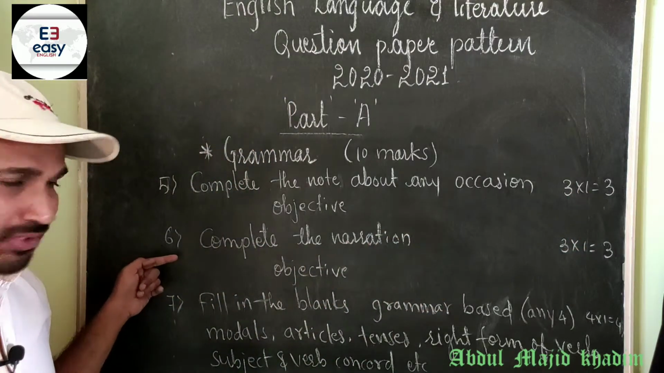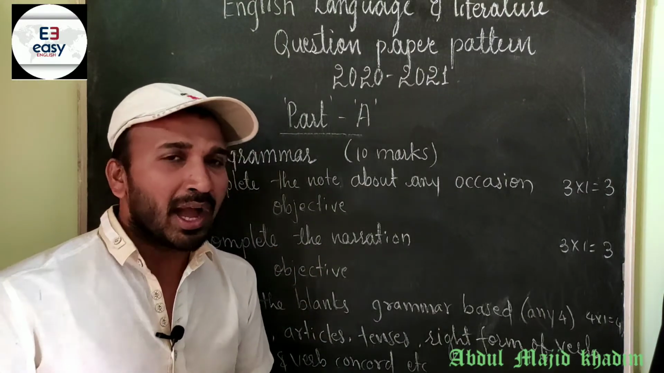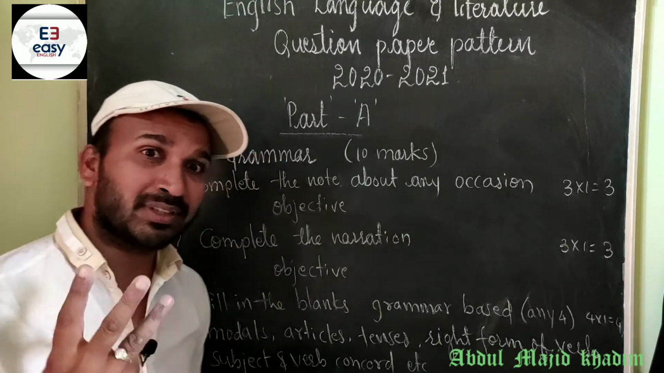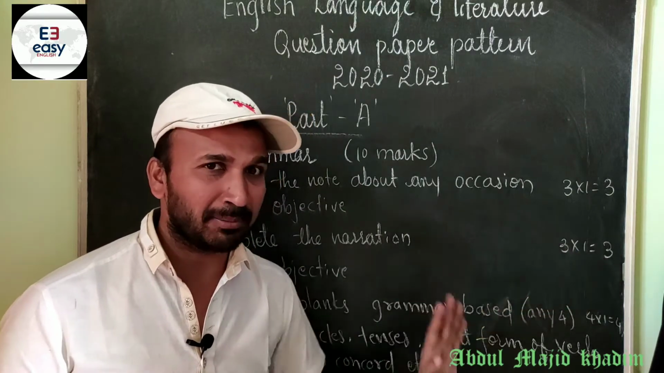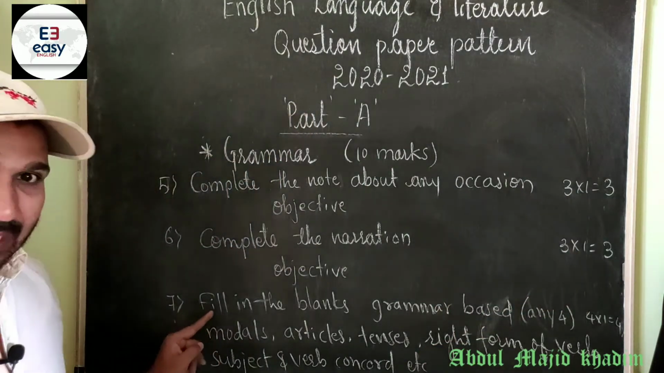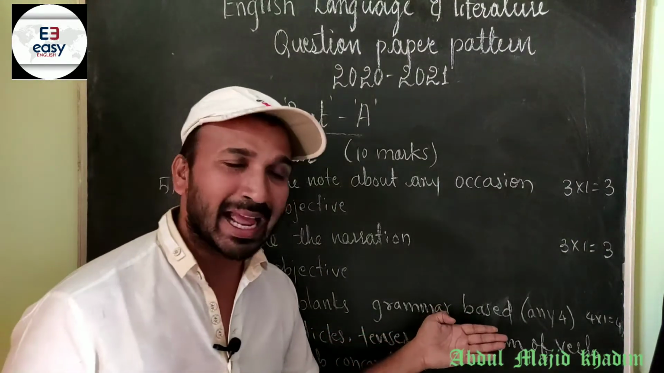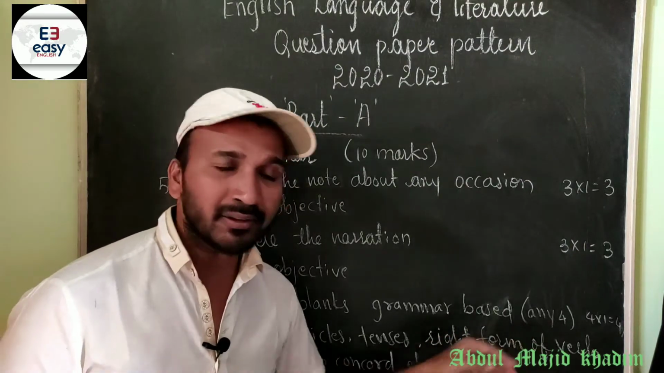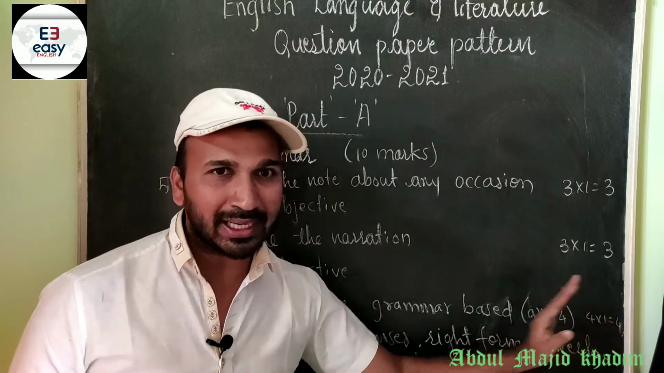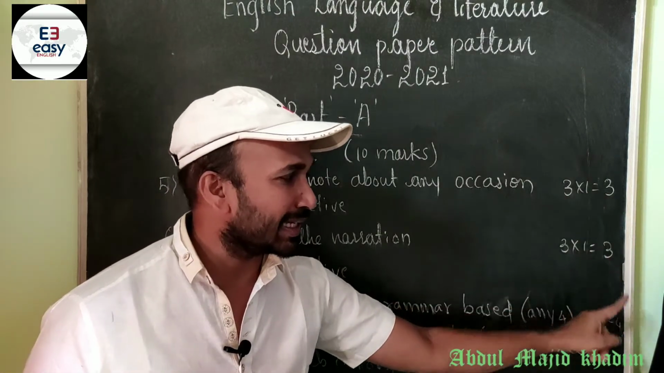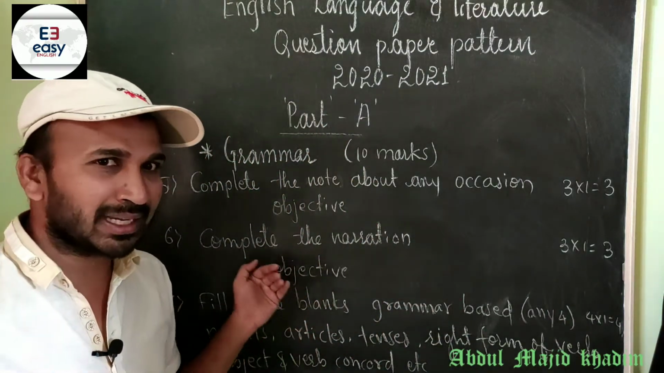The next question, the 6th question, is also complete the narration. A narration will be given, something will be narrated, and here also you fill in the blanks. Three questions will be given, so you have to fill in the 3 blanks, and you will get 3 marks for that. The next is also the grammar part, filling in the blanks by using grammar. Here 6 questions will be given and you have to write any 4. 4 into 1, you will get 4 marks. That is 3 plus 3 is 6, 6 plus 4 is 10. Yes, exactly 10 marks you will score from the grammar part.